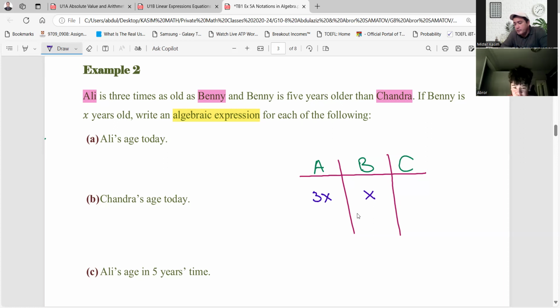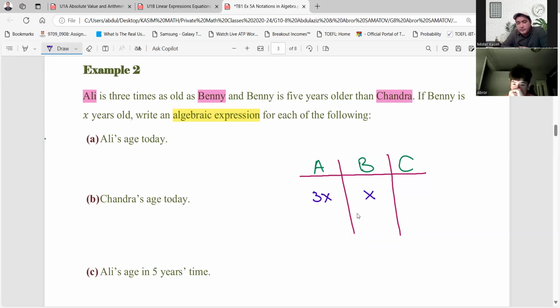Look, Abror, suppose that I am 20 years old, right? Okay, you are 5 years younger than me. How old are you? 25? No, you are 5 years younger than me. I am 20 years old, and you are 5 years younger than me. How old are you? 15, right?